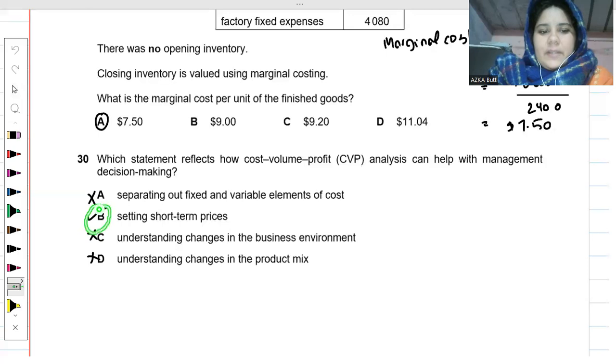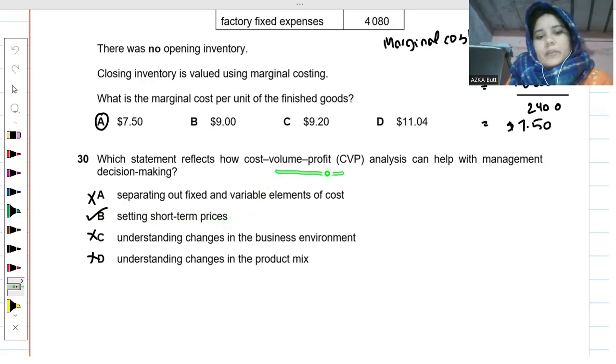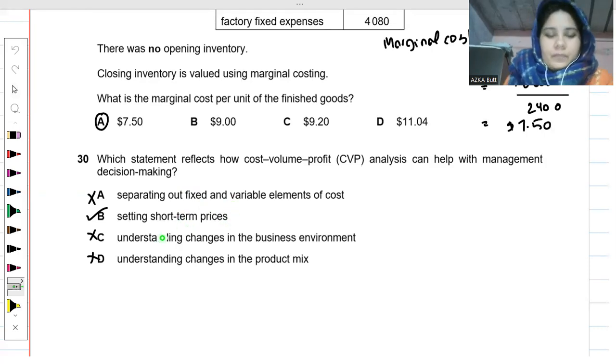Number 2, the examiner says setting short-term prices. Basically, we can use a CVP or break-even chart to set the short-term prices according to our sales, or according to our break-even points, break-even sales. Yes, this is good for the short term. We cannot use this approach for long-term prices. So B can be the right option, as the manager is using the CVP analysis for making short-term price decisions.